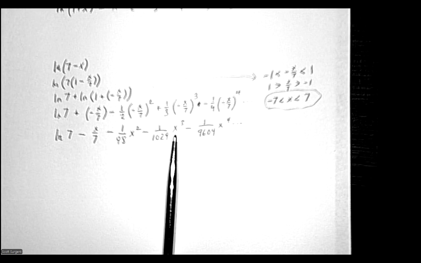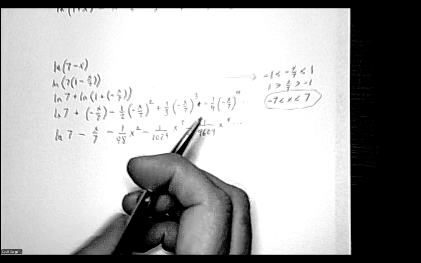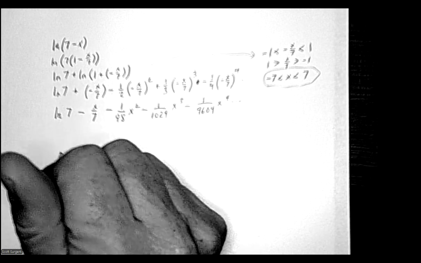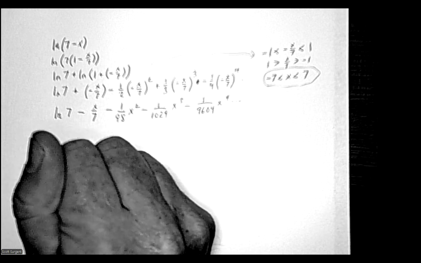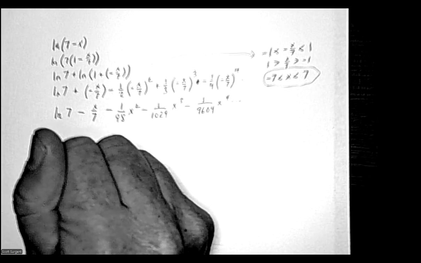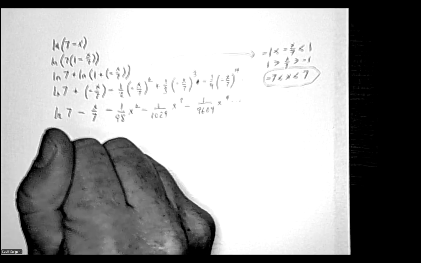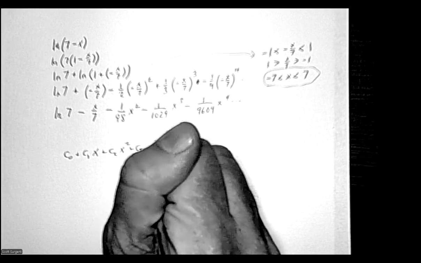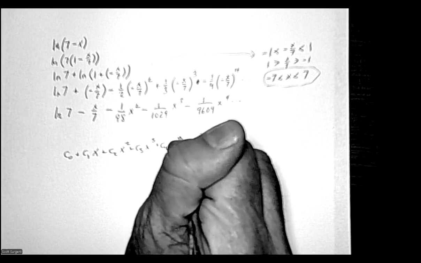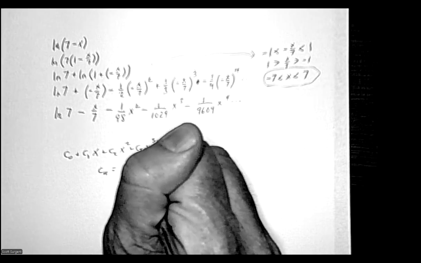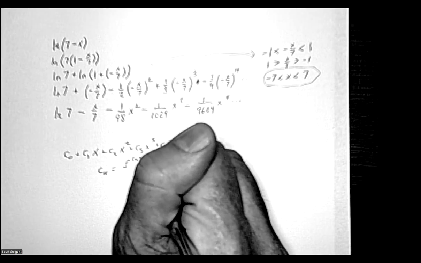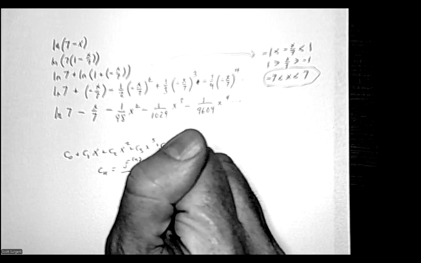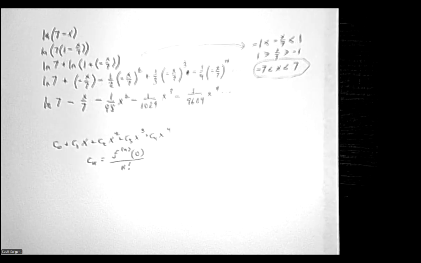The only other way that I would do this is to use the general formula. I don't know if I would recommend it necessarily, but let me just show it to you. Let me recall what you have: C0 plus C1 x plus C2 x squared plus C3 x cubed plus C4 x to the fourth, where Cn is the nth derivative of the function, in this case centered at 0, over n factorial. This is just brute force.